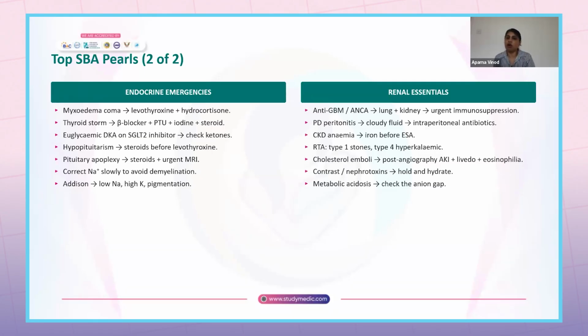And it can also be normal anion gap metabolic acidosis when there is hyperalimentation, hyperchloremia, then acetazolamide infusion. All that can cause normal anion gap metabolic acidosis.